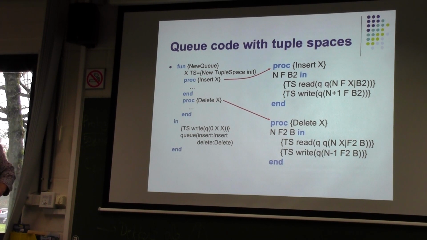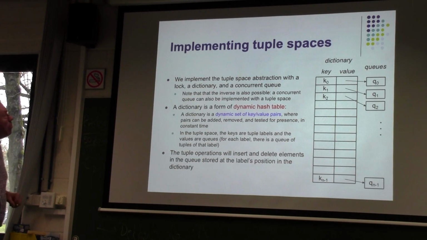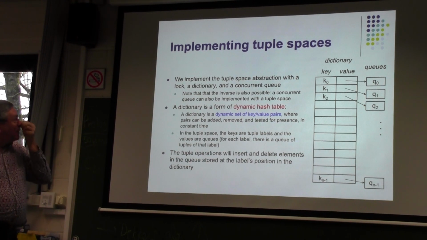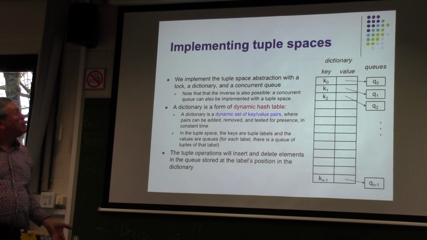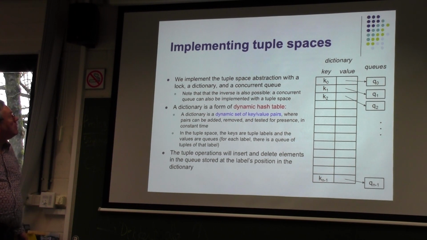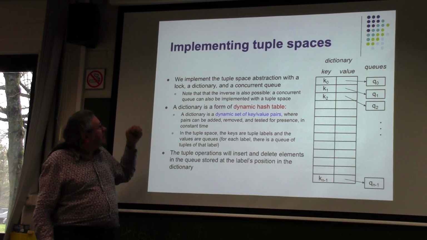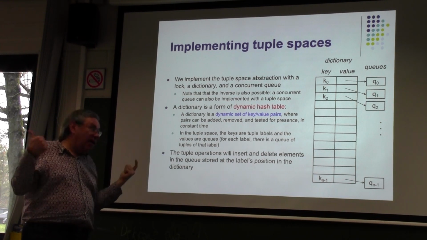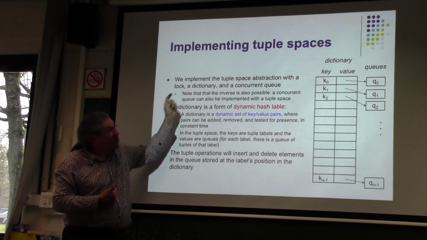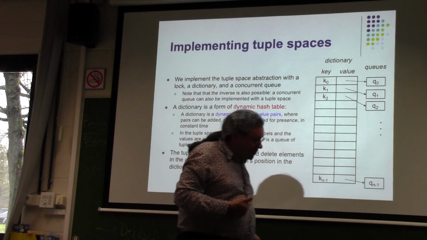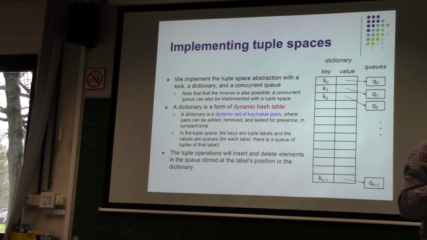Okay? Let me just finish by showing you how tuple spaces can be implemented. You have a multi-set of tuples. How do you implement that? Well, you can implement it using three things. A lock, you need one lock inside it, a dictionary, which I will tell you what it is, and a concurrent queue. So I showed you how to do a queue with tuple space, but to do the tuple space you need a queue, okay? It's interesting, huh?